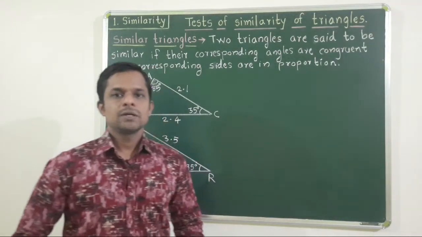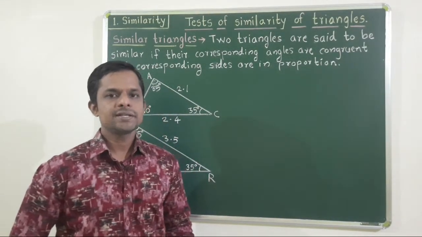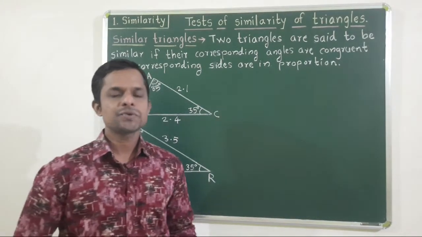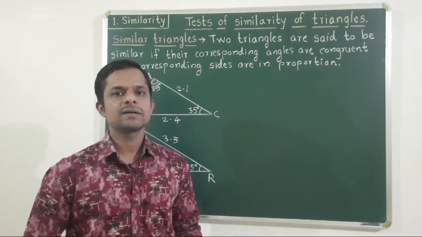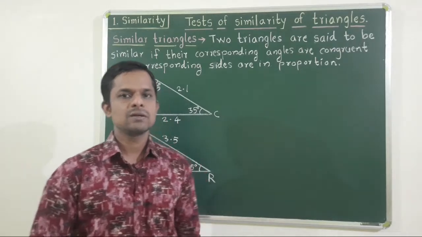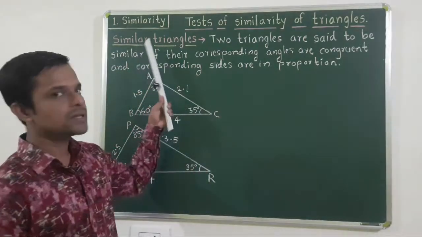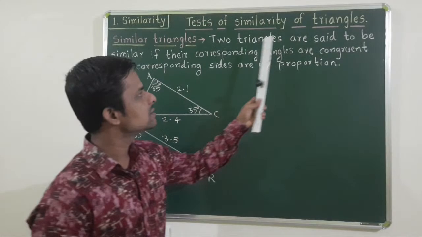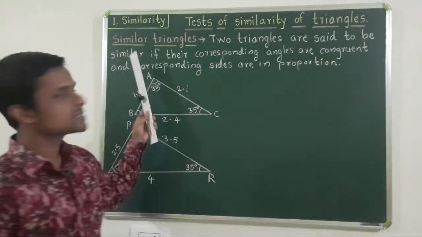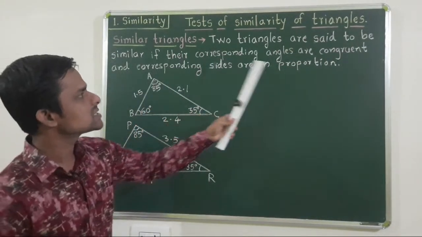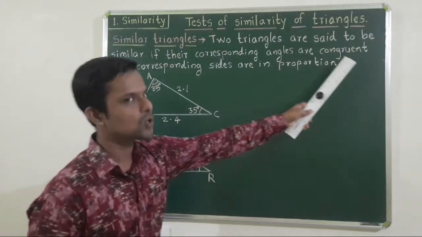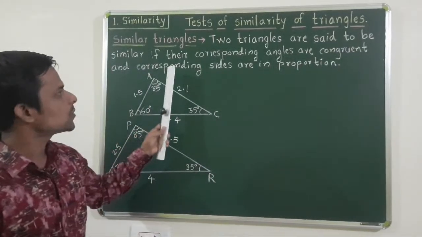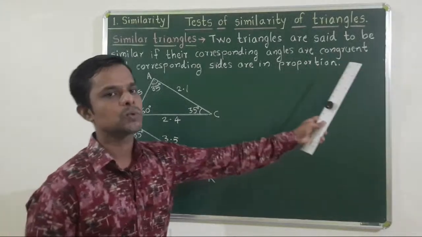Good morning. Today we are going to learn tests of similarity of two triangles. First we will revise the definition of similar triangles. Look at this definition. Similar triangles: two triangles are said to be similar if their corresponding angles are congruent and corresponding sides are in proportion.